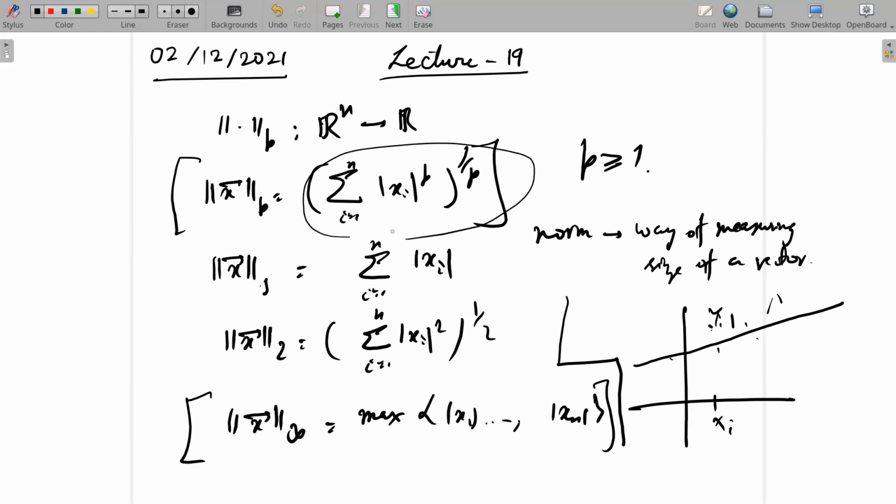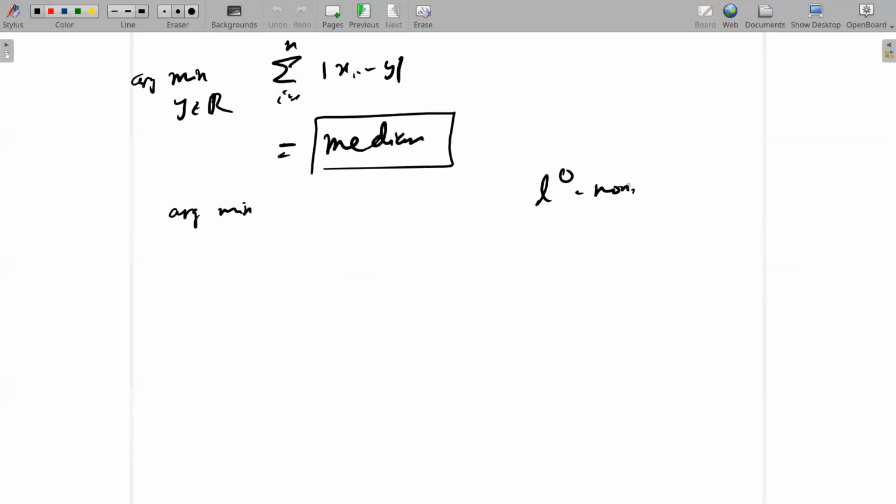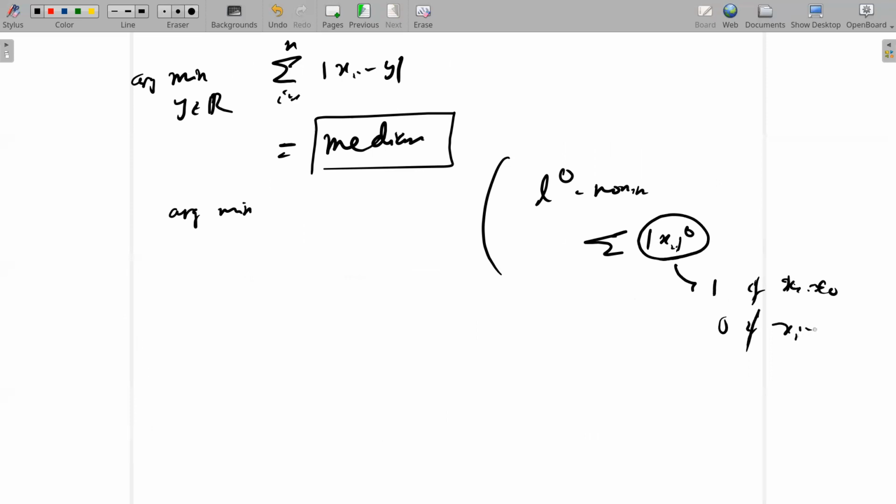But the L0 norm is not in that class. Remember that there p is bigger than or equal to 1, but you can define something like an L0 norm by pretending this quantity makes sense. And xi to the 0 is 1 if xi is not equal to 0, and 0 if xi equals 0. So the L0 norm is essentially measuring how many of the entries of the vector are nonzero.